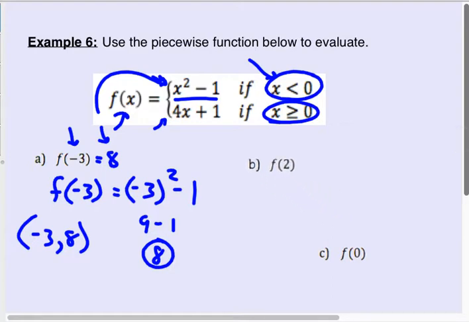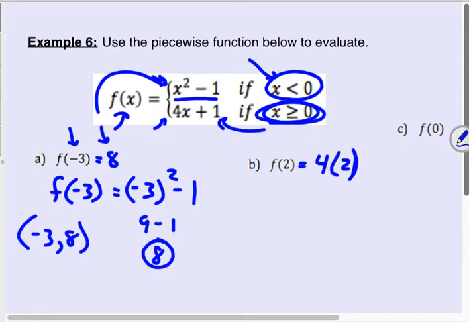Now we're going to find f of 2. Well, 2 is greater than 0, so I'm going to be using this function right here. I'll just plug it right in, right? 4x plus 1, so it's 4 times 2 plus 1. That's 8 plus 1, or 9.